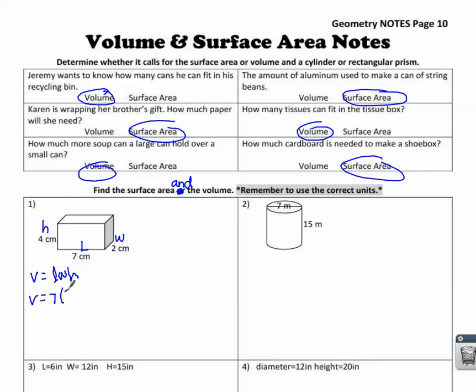So it'll be 7 times 2 times 4. Work it left to right, and you get 14 times 4, which is 56. Volume is going to be your units cubed. So it's going to be centimeters to the power of 3.